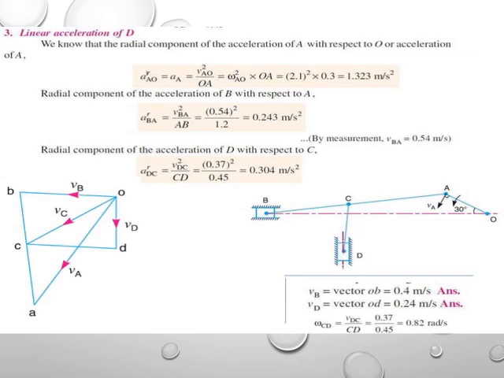Next, we can find the linear acceleration from the diagram. First, the acceleration of A equals omega squared AO into OA, that is 2.1 squared into 0.3. The answer is 1.323 meters per second squared. The radial components of acceleration with respect to B and D, from the formula, have values 0.234 meters per second squared and 0.34 meters per second squared.